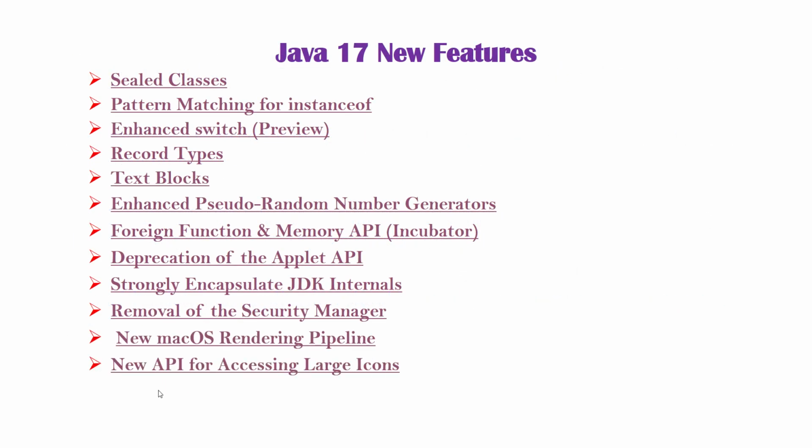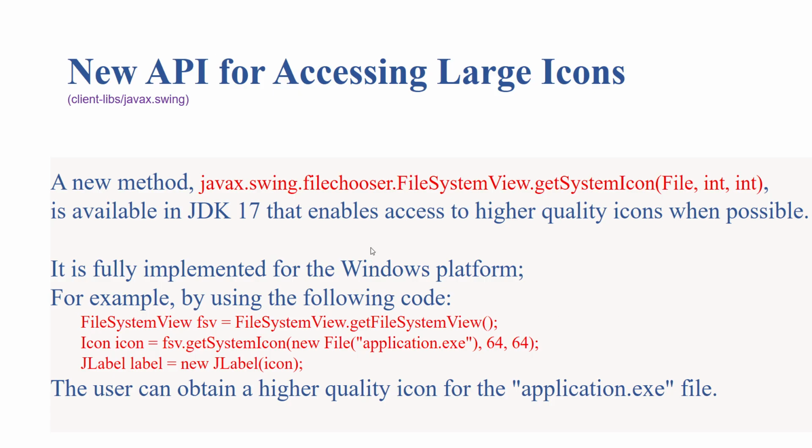There is a new API for accessing large icons. It's an addition, so we can access the large icon through this API, get system icons. You can see this is highlighted, and this is a small piece of code, like application.exe, through which we can access a large icon. So it's a new addition with Java 17.